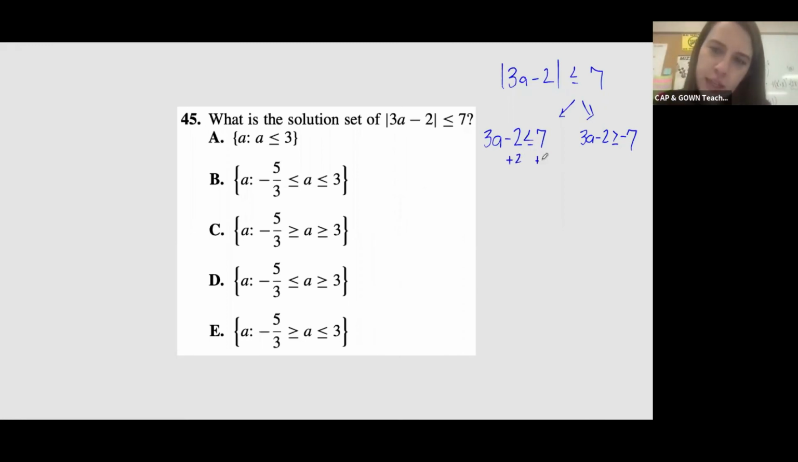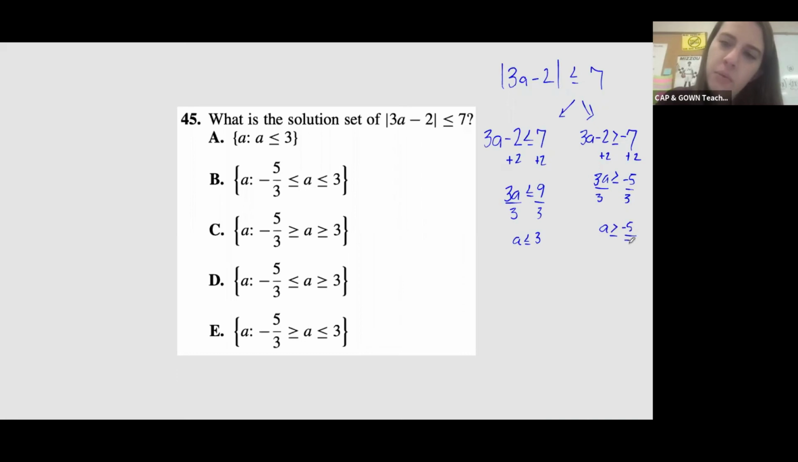Add 2, add 2. -5. And then you just have to be really careful. Notice how they changed the notation. They put the A in the middle, okay? Well, if I put the A in the middle, then you put it in order from the smallest number to the biggest number.